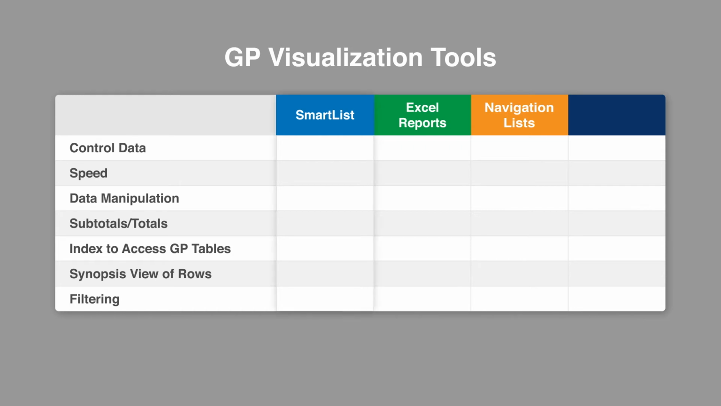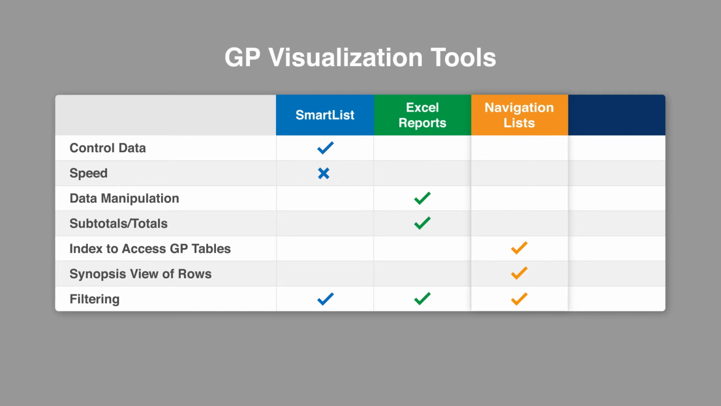You use Smart List when you want control over the data presented and drill back to details in Dynamics GP, but it is painfully slow. You use refreshable Excel reports when you need to manipulate the data and total the numerical columns and have reasonably fresh data at your fingertips. And you use Navigation List as a speedy index to access GP data with a synopsis view.